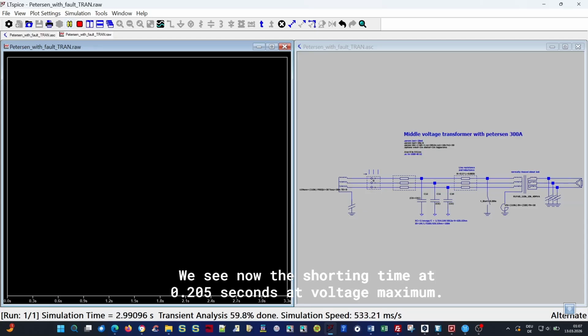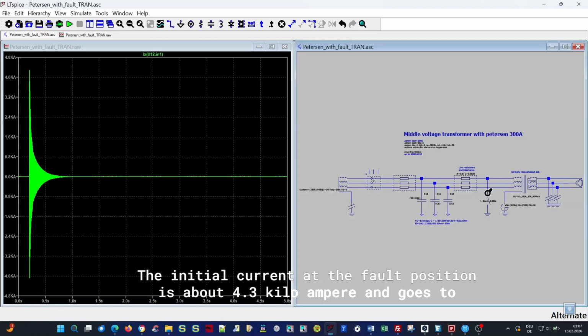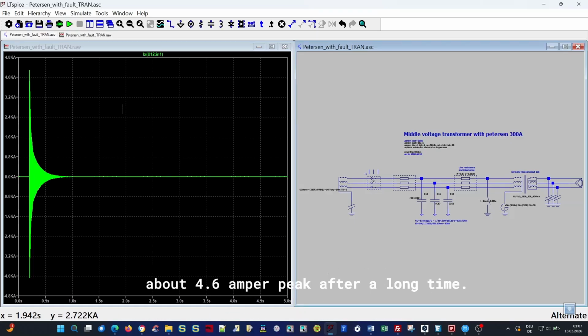We see now the shorting time at 0.205 seconds at voltage maximum. The initial current at the fault position is about 4.3 kiloampere and goes to about 4.6 ampere peak after a long time.